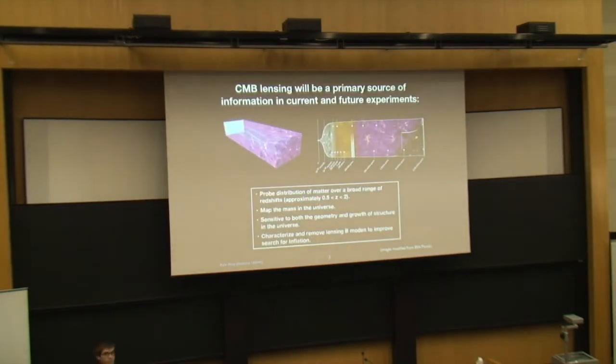And then just one slide on why we care about lensing. It should be obvious by now, but it allows us to probe the matter distribution over a broad range of redshifts, approximately z of 1/2 to 2. So we're getting a measurement of large-scale structure. One thing that's unique about lensing is it probes the mass. Rather than using light as a tracer, you're directly sensitive to the mass in the universe. It's sensitive to both geometry and the growth of structure, and as many talks in this conference have discussed, we can use it to characterize and remove lensing B-modes and search for inflation.